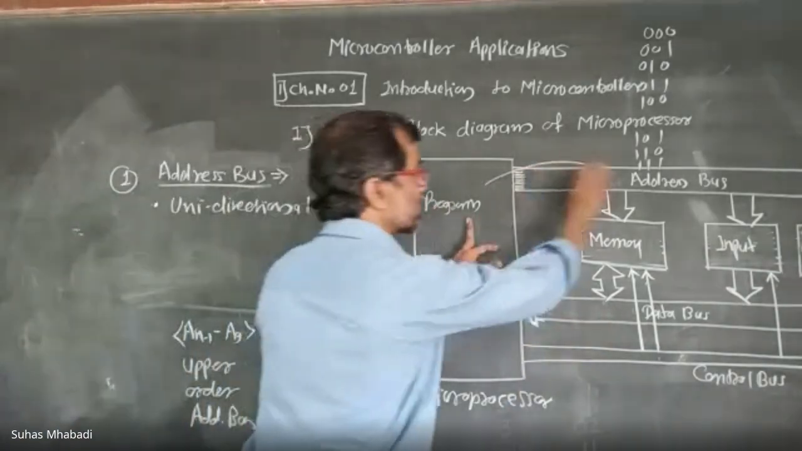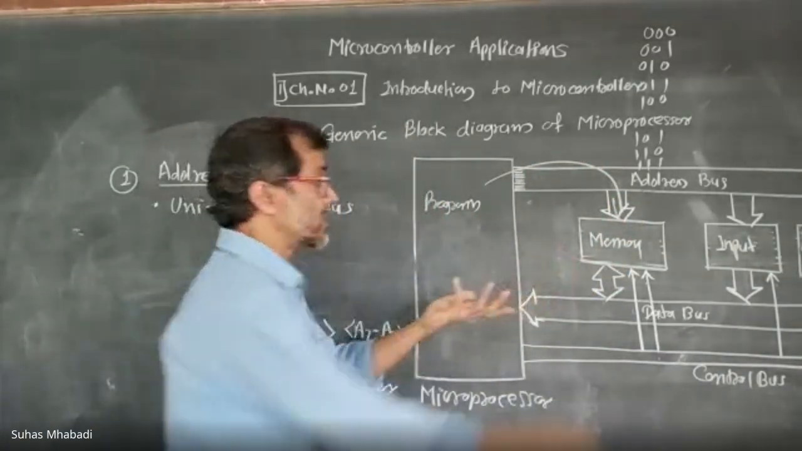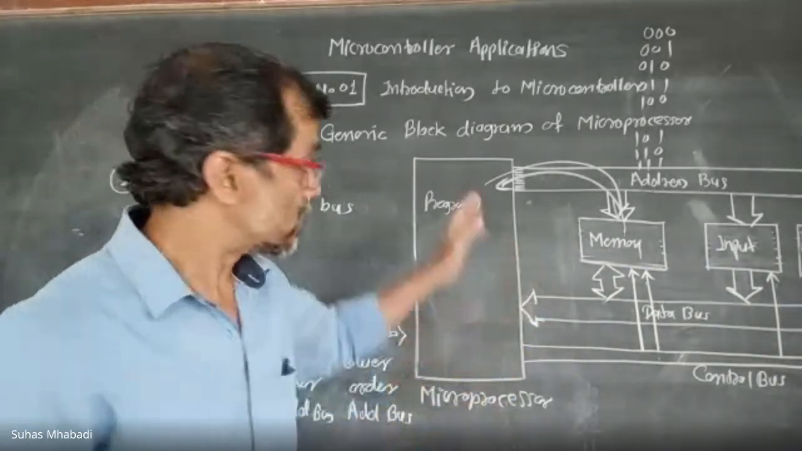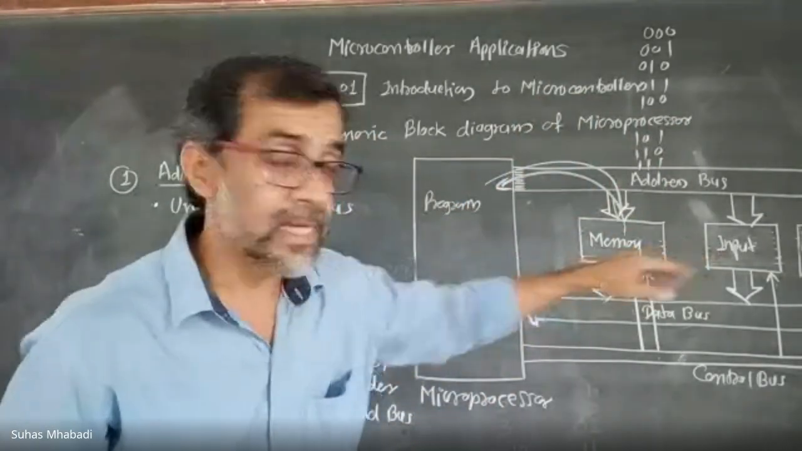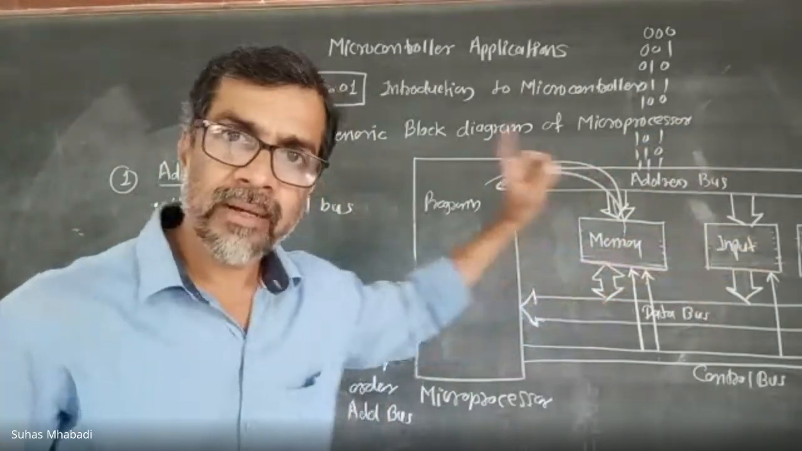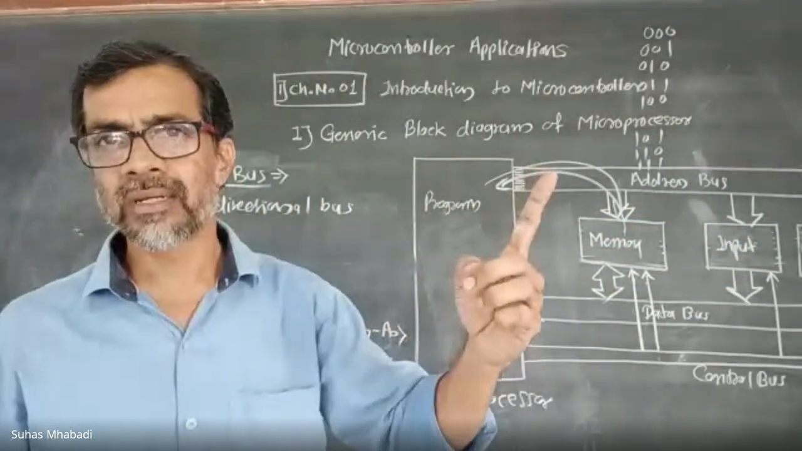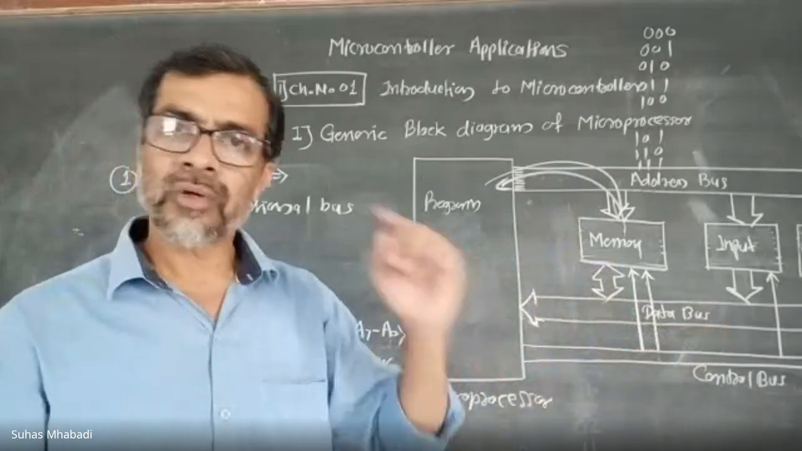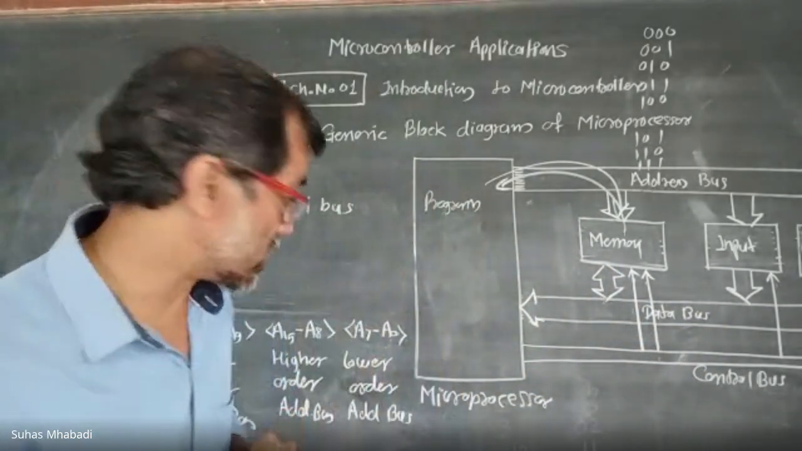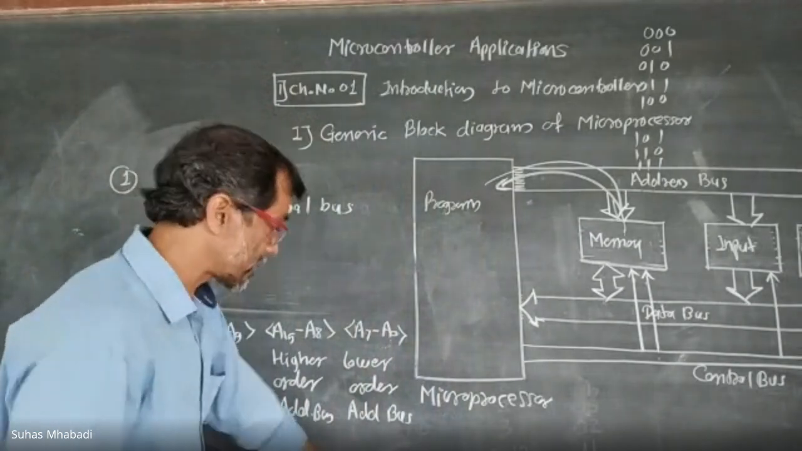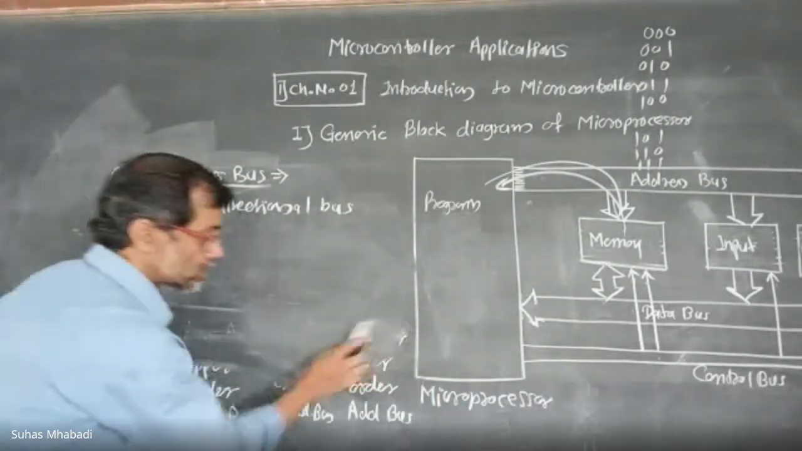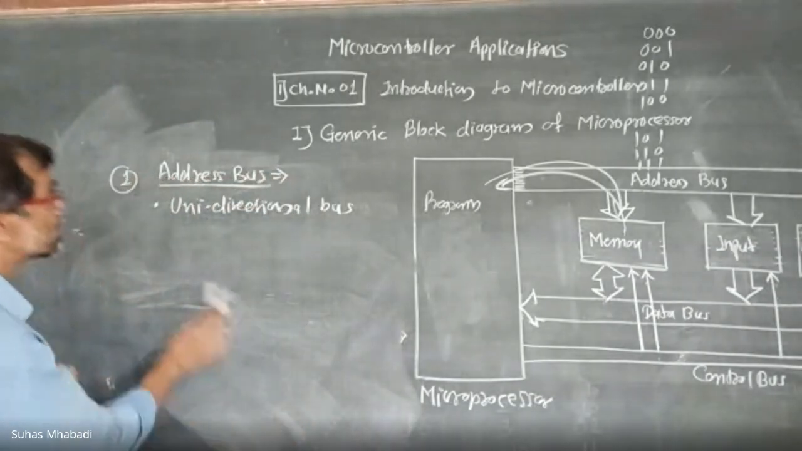The processor will offer the addresses, but memory will not send the address. It will identify the input device and the output device, but those devices will not identify the processor because the processor is only one, not multiple processors. So the address bus should be a unique, one directional bus. So these are some of the points which we have discussed here.